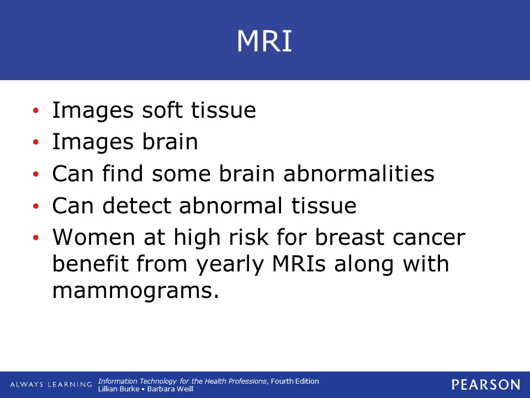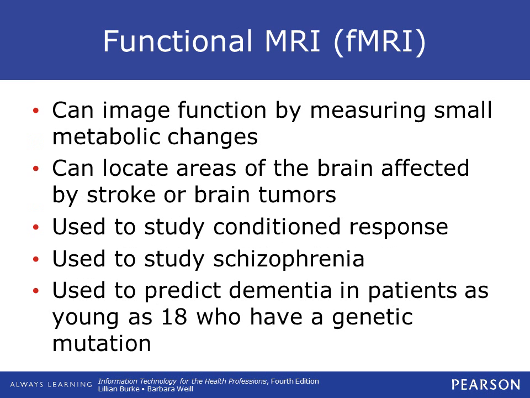It too can image soft tissue. MRI can take images of the brain. It has been known to find a whole lot of brain abnormalities. It can detect abnormal tissue as well. And also women who are at risk for breast cancer normally benefit really well from having an MRI of the breast along with mammograms, and these are the ones at much higher risk for having breast cancer.